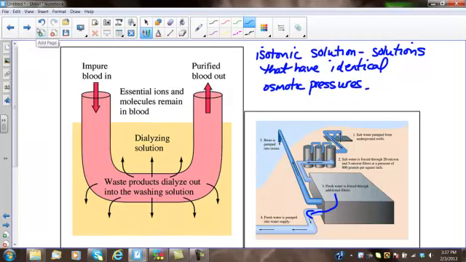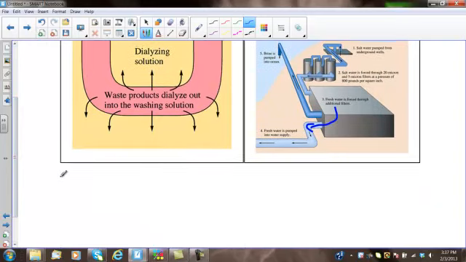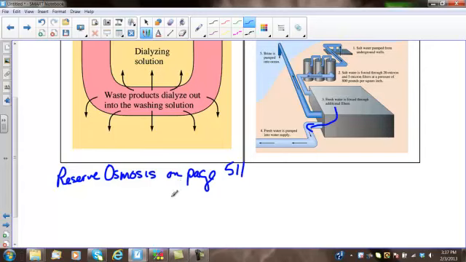I'm not going to cover reverse osmosis, but you might want to read about it. It's really short. They haven't asked about it, but it's like 1 paragraph on page 511. It really explains this whole process of desalination in a little bit greater detail. I've never seen them ask it on the AP exam, though.